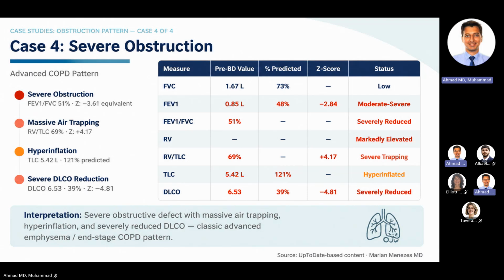This picture is consistent with severe emphysema, in fact, advanced emphysema. The diffusion capacity is also severely reduced, less than minus 4, at minus 4.81, which is a severe reduction in your diffusion capacity, with spirometry consistent with severe COPD.